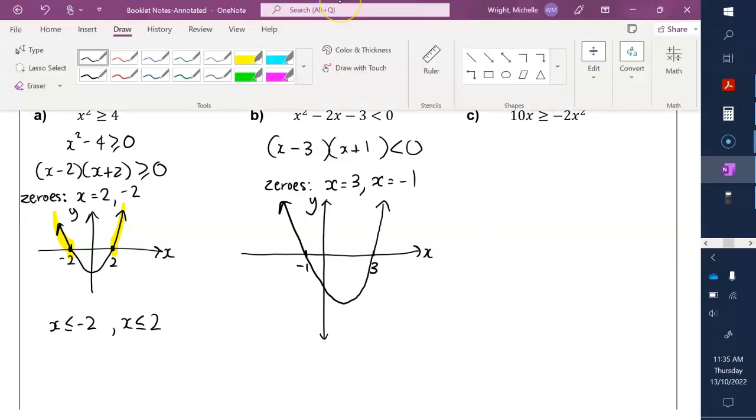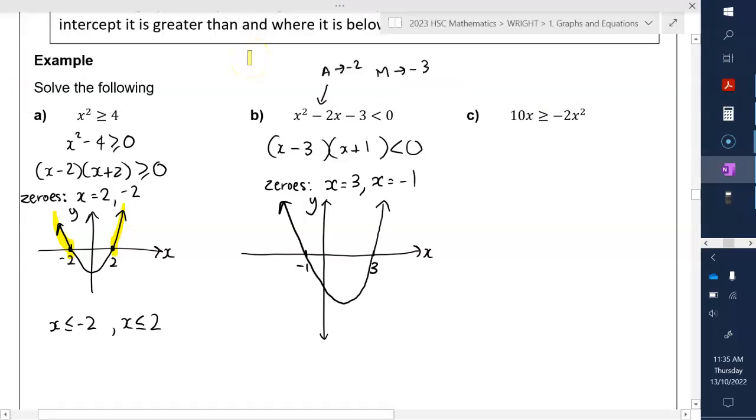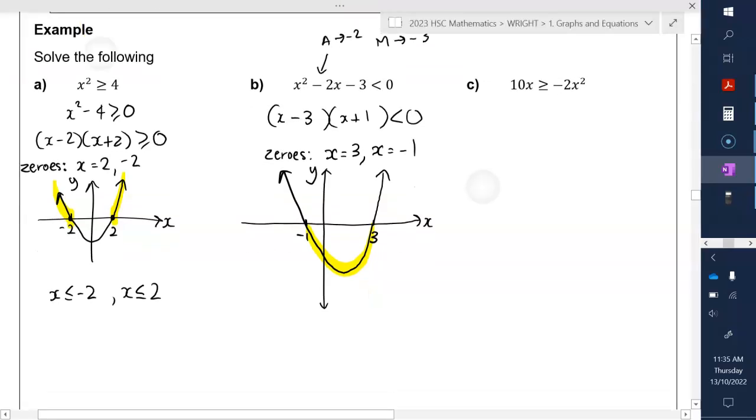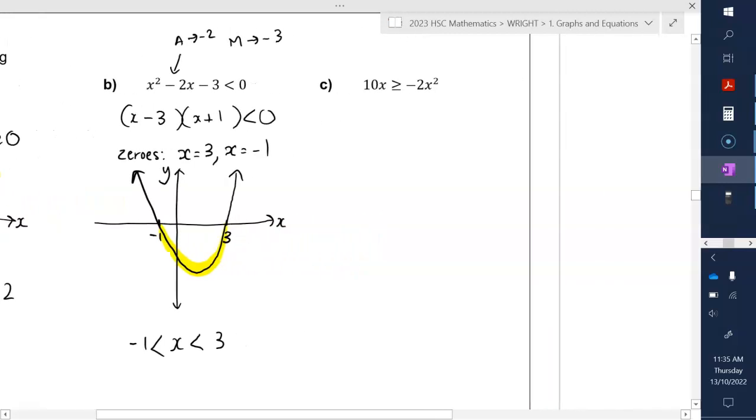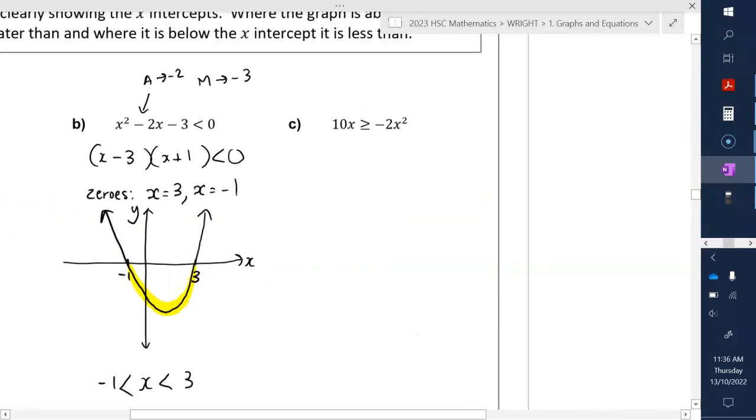And we are looking at where that graph is less than 0. So it's in here. It will not include the -1 and the 3 because they are equal to 0. So we're in between the -1 and 3. We're less than 3 and we're greater than -1, but we don't want those equal signs under there. So we don't have them up here. They don't include those points there. Okay, we are nearly there.